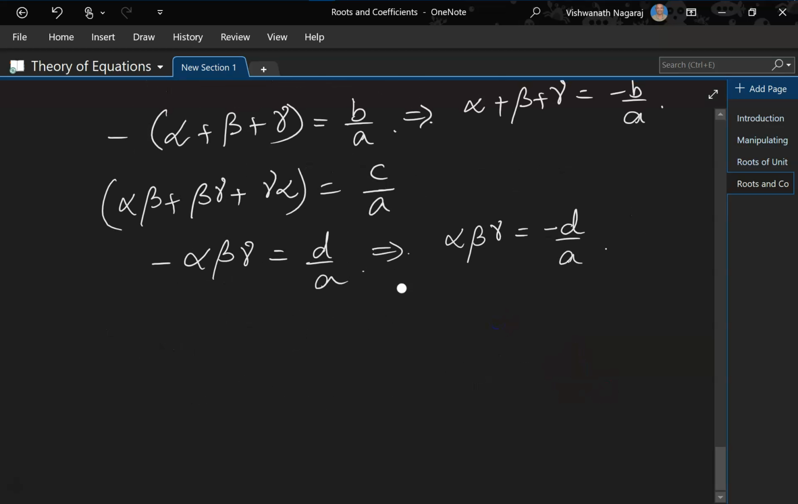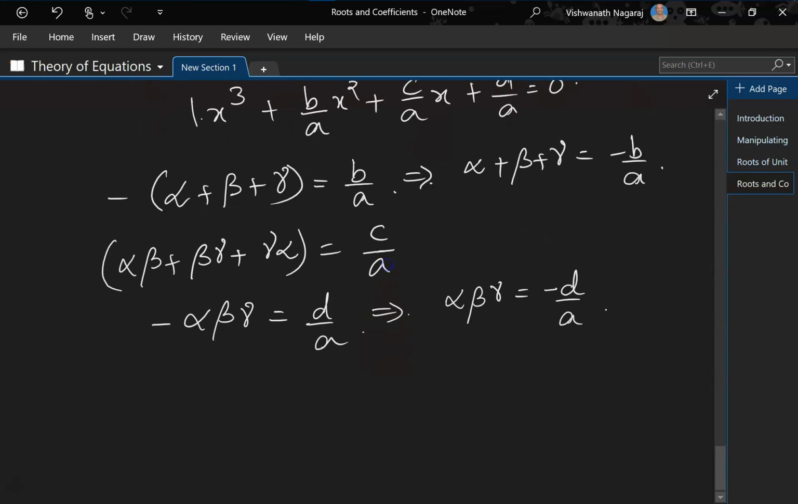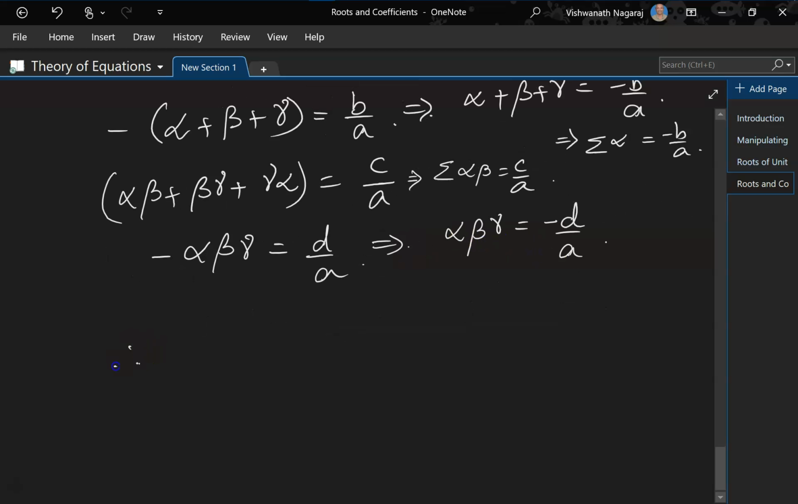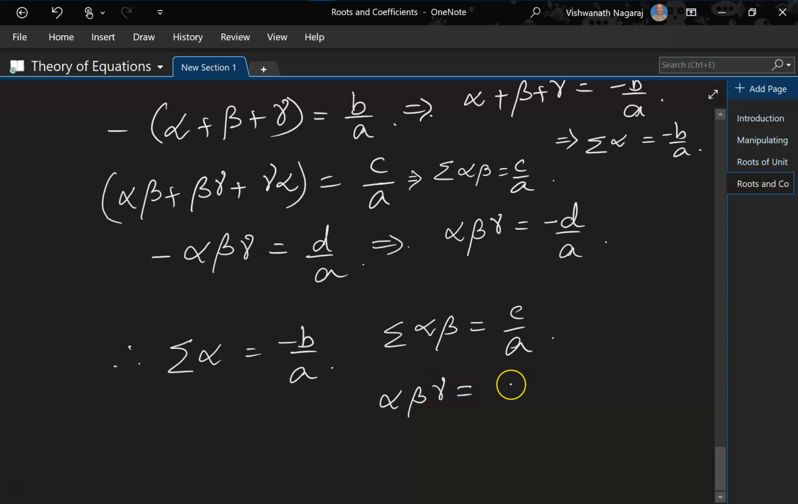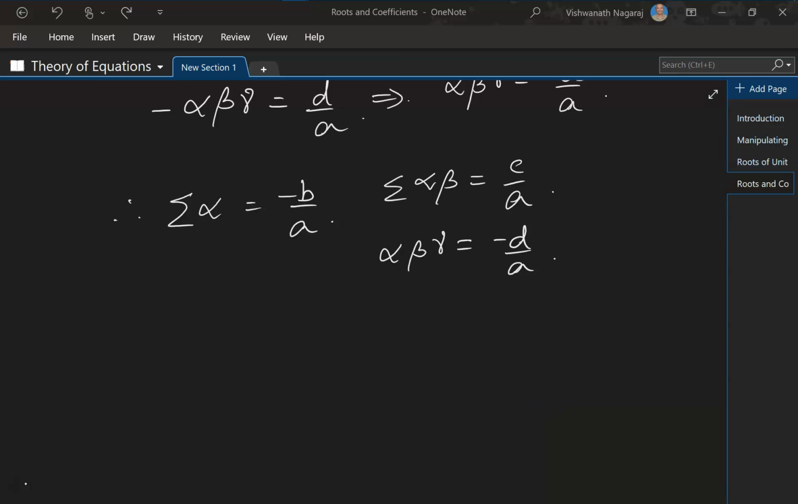Now if you are familiar with the cyclic notation, which we look at in more detail later, in the cyclic notation this can be written as summation of alpha is equal to minus b by a. This can be written as summation of alpha beta is equal to c by a. And we have alpha beta gamma is equal to minus d by a.